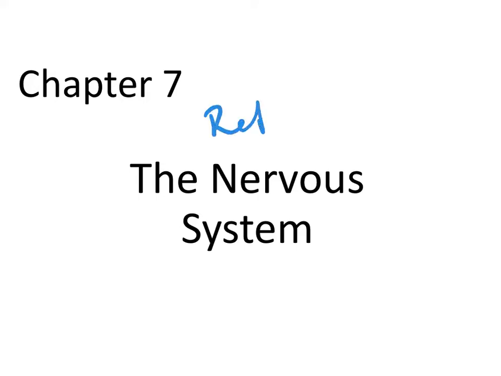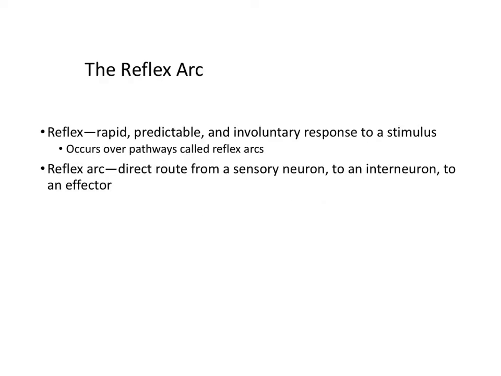Today we are going to talk about reflexes. Reflexes are rapid, predictable, involuntary responses to a stimulus, and they occur over specific pathways called reflex arcs. A reflex arc is a direct route from a sensory neuron to an interneuron to an effector. So these nerve impulses don't have to go to the brain to be processed.